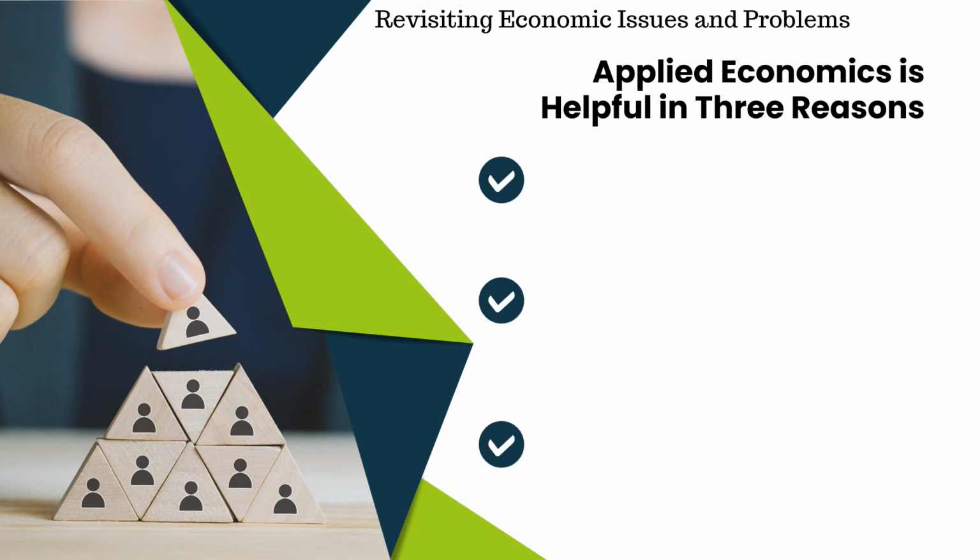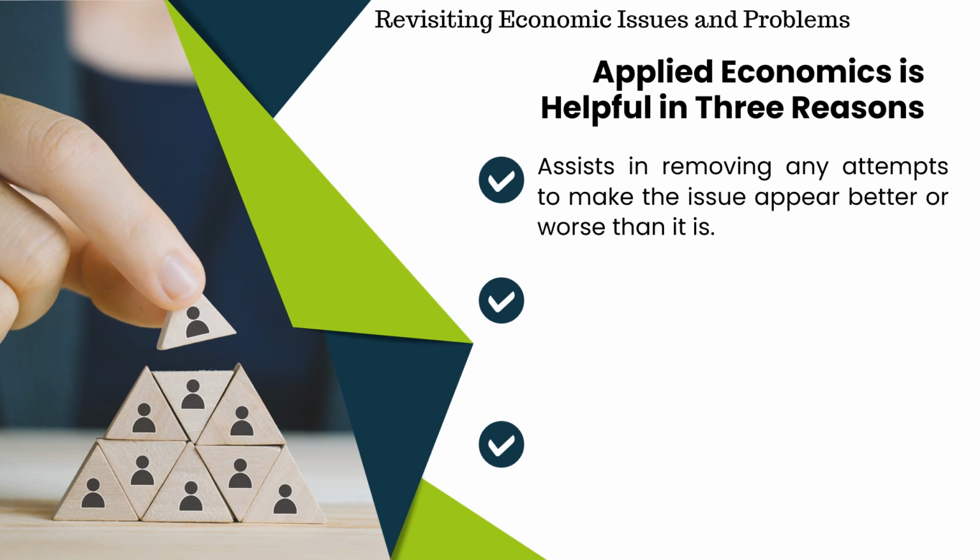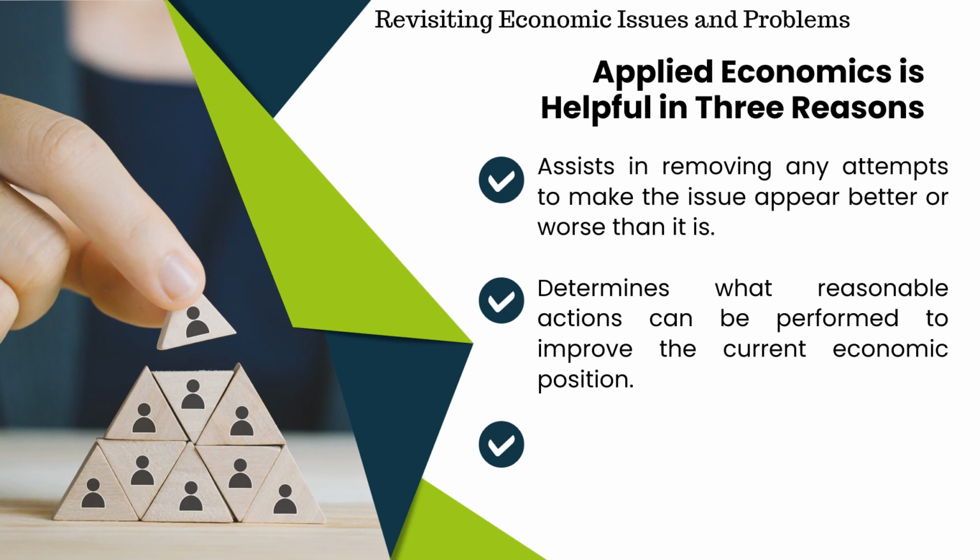Applied economics is helpful for three reasons. First, it assists in removing any attempts to make the issue appear better or worse than it is. It helps provide an unbiased and accurate view of an issue by preventing any efforts to make it seem better or worse than it actually is. Second, it determines what reasonable actions can be performed to improve the current economic position. It helps figure out practical steps that can be taken to make the current economic situation better.